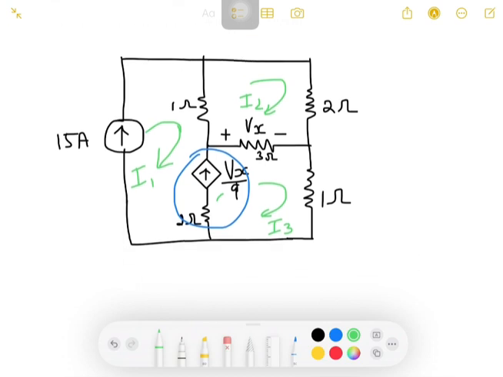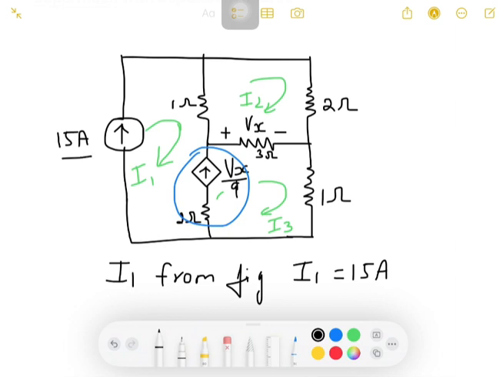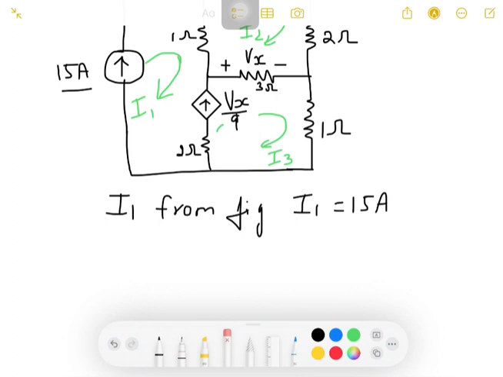How can I approach this problem? Let us see here. Initially, if you observe in this problem, the loop 1 current I1 is given from the figure. I1 is equal to 15 amps, because the current flowing in that is 15 amps. Right? And let me write the equation for the common current source, that is this current source.